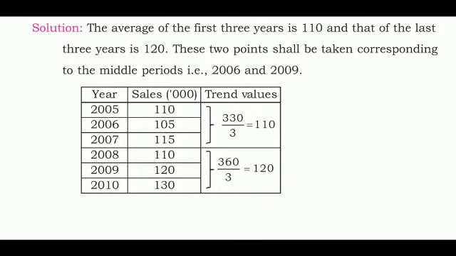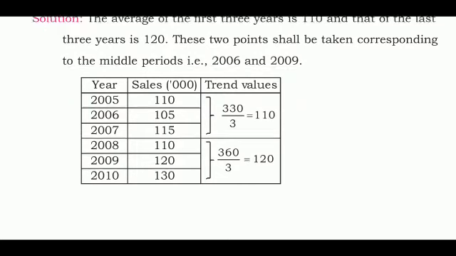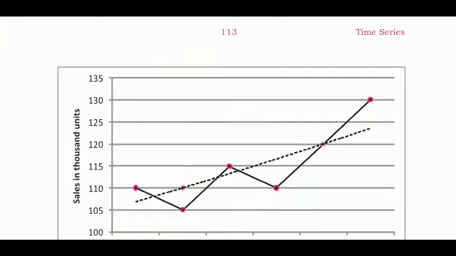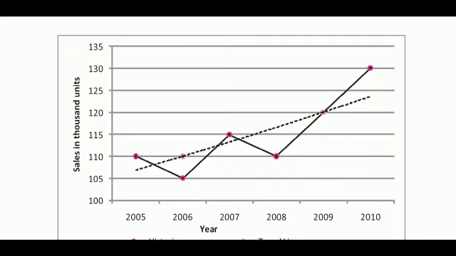The first one, that is 110, 105, 115. The total sums up to 330 divided by 3, it's 110. And then the similar second group is 360 divided by 3 is 120. This is how you solve an example on semi-averages method. And how do you plot the graph on the same?